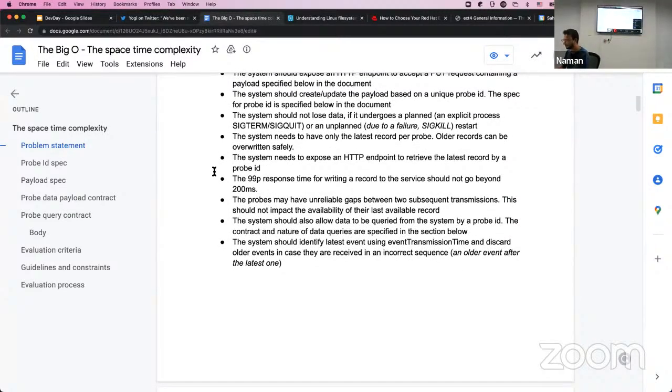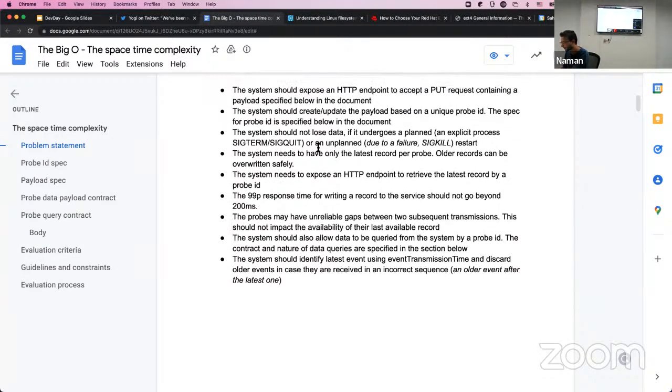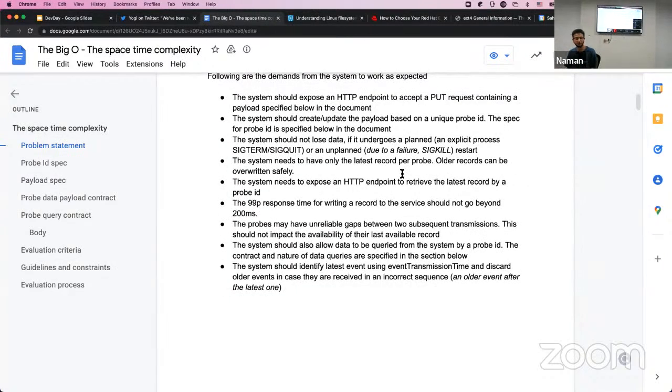And there's another condition where we say the 99% response time for writing a record should not go beyond 200 milliseconds. So latency is also a concern, where 99% should be less than 200 milliseconds. In a nutshell, this is the problem statement. And for the GET request, there's a 1-to-1 ratio. For every PUT request, within some time, there will be one GET request for it.